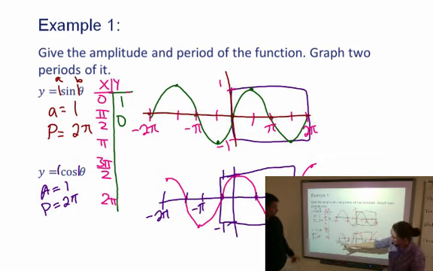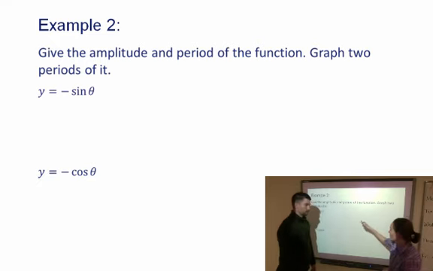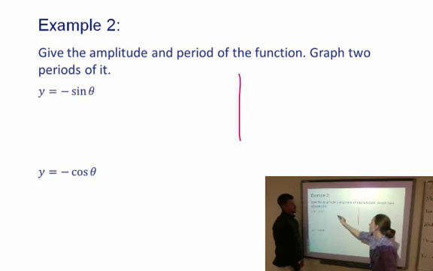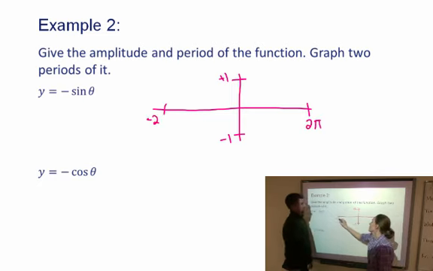Negative sine theta starts at 0 and goes down first. Otherwise, all the rest of the stuff is the same. Still an amplitude of 1, negative 1, 2 pi, negative 2 pi.